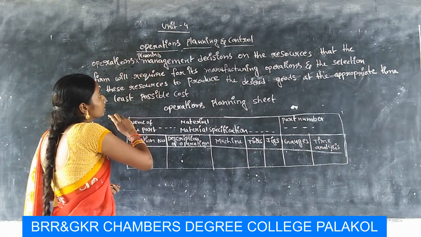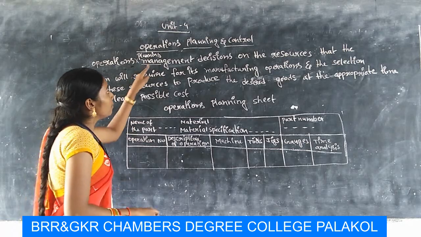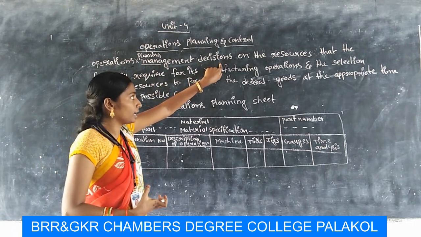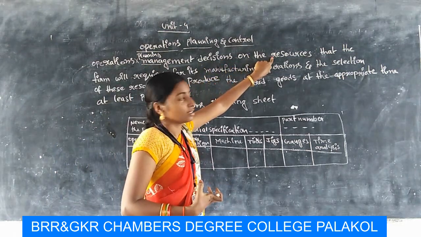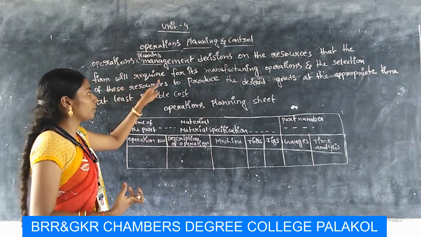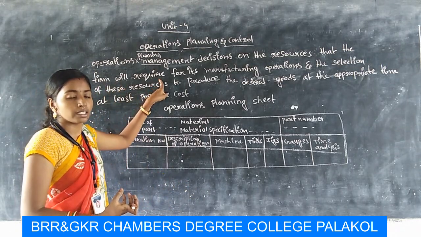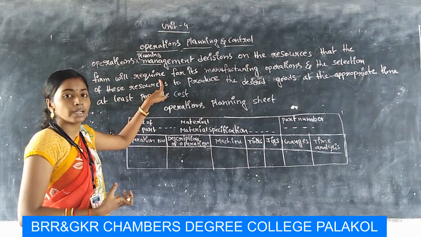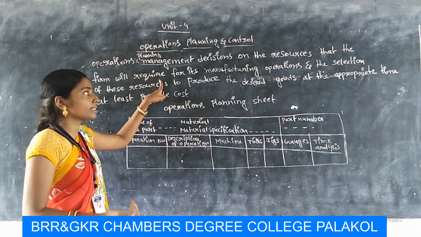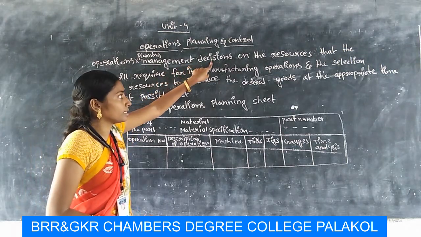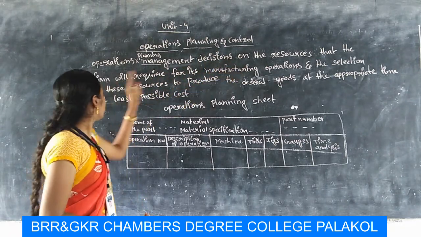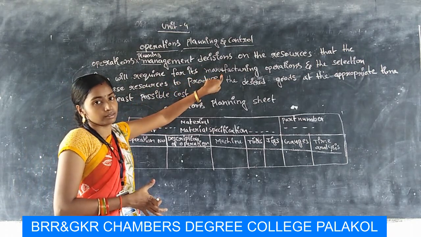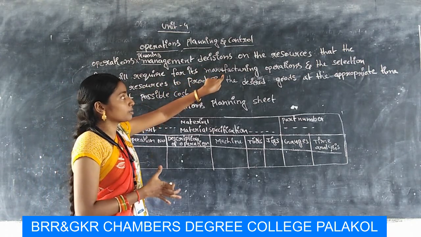Operations planning involves management decisions regarding the resources that the firm will require to produce certain kinds of products or different goods. We need resources, which are nothing but raw materials, machinery, equipment, all these things. So it is the management decision on the resources that the firm will require for its manufacturing operations.